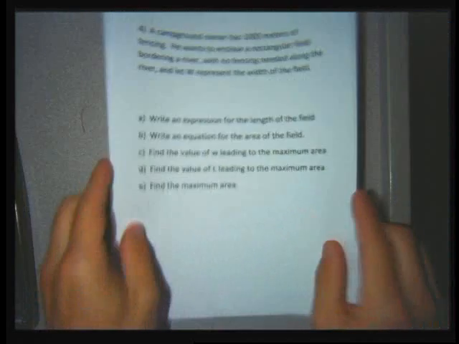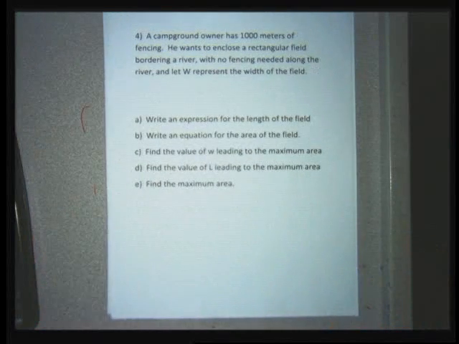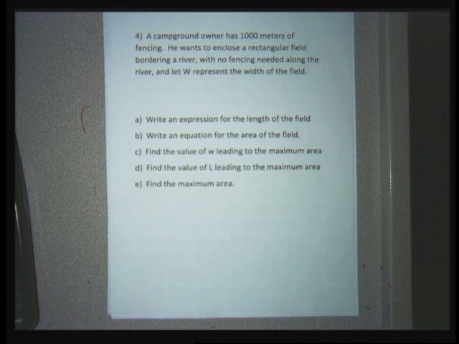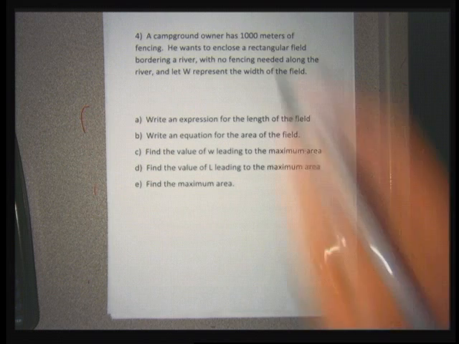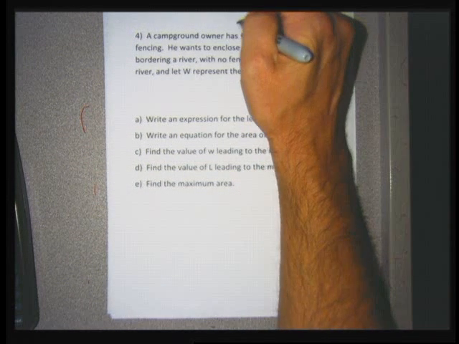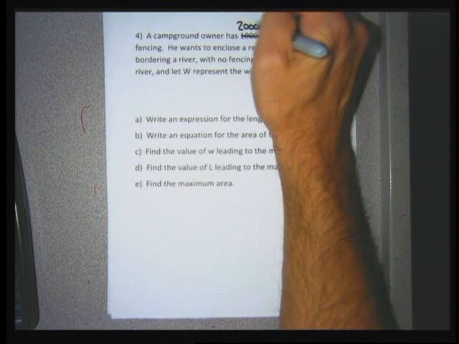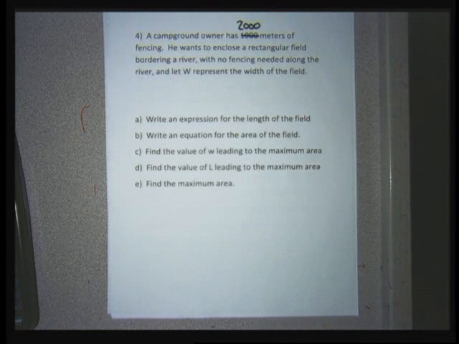So 4 is a similar problem. It says no fencing is needed along the river again. In fact, it's the same problem, which means I should change the numbers. How about this? A campground owner has 2,000 meters of fencing. He wants to enclose a rectangular field bordering a river with no fencing needed along the river. That's what I needed to change the last part to. I just didn't have that in there. And let W represent the width of the field. So this problem is essentially exactly the same problem as the last problem.